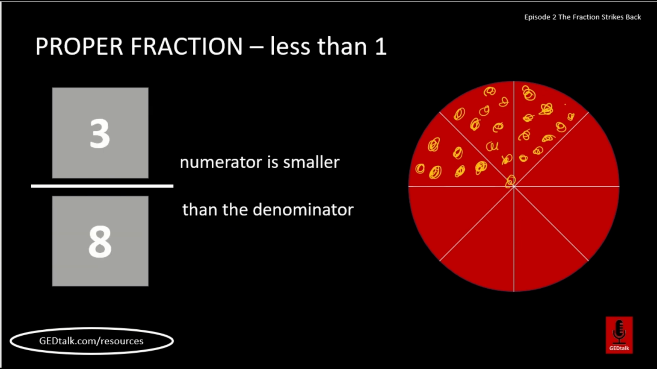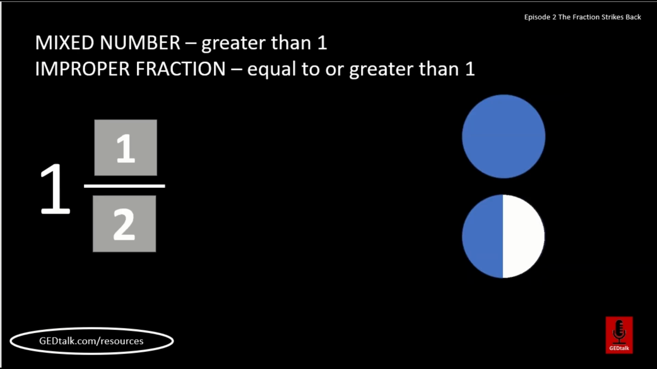And this fraction that we have, 3/8, is called a proper fraction, which means that the value is less than 1. And in a proper fraction, our numerator is smaller than the denominator. Most fractions that you see are in the proper fraction form. However, there are also 2 other types of fractions, and one is not even called a fraction.